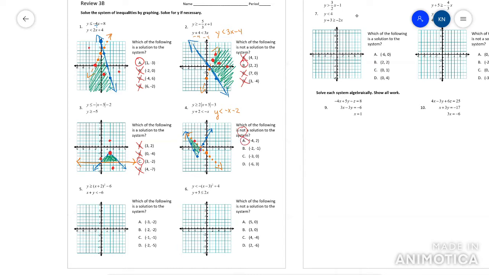-2, -1 is on a solid line, so it's okay. -3, 0 is in the green, so it's okay. And -6, 3 looks like it's on a solid line as well. So my answer is A.